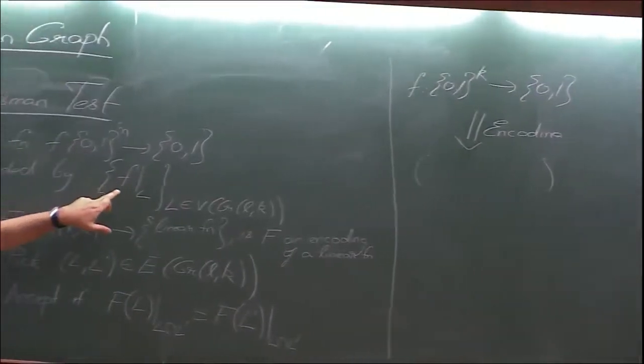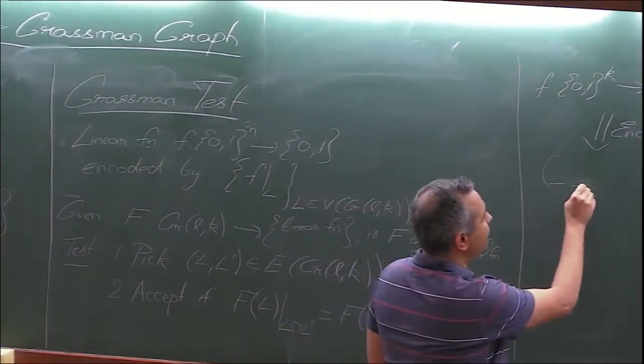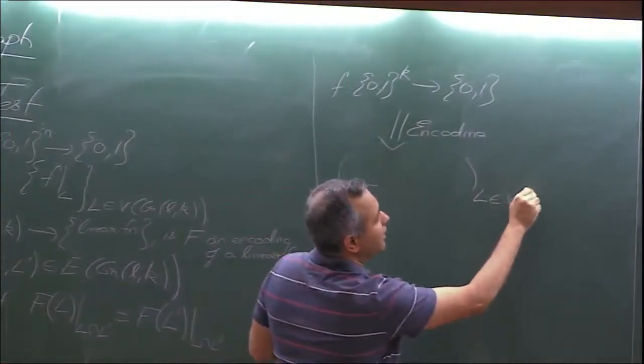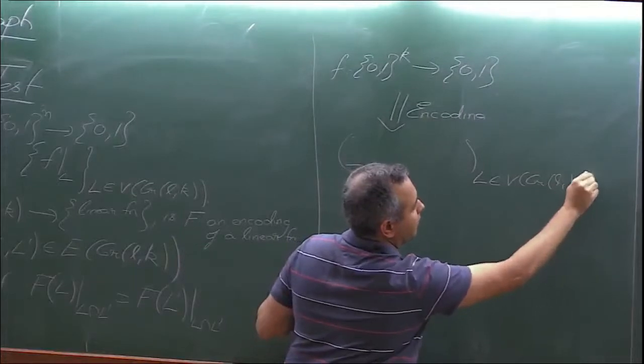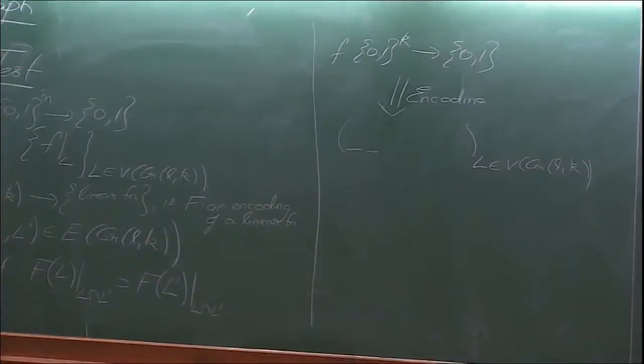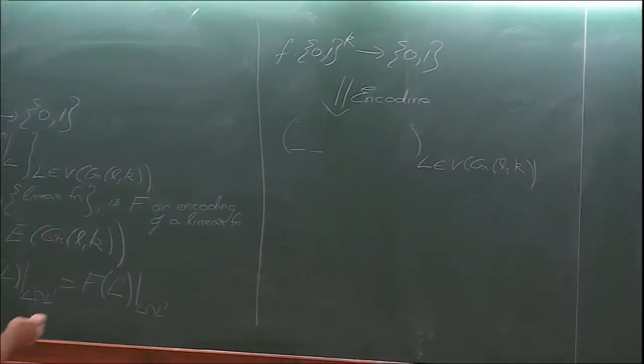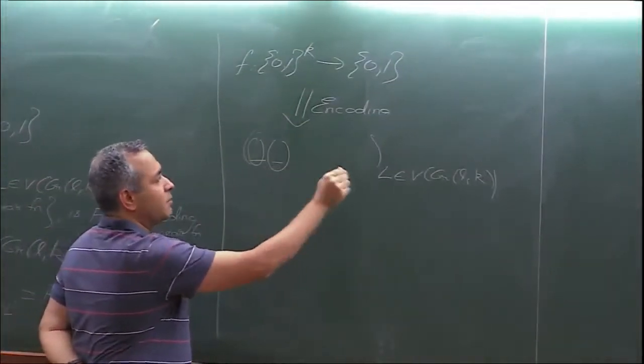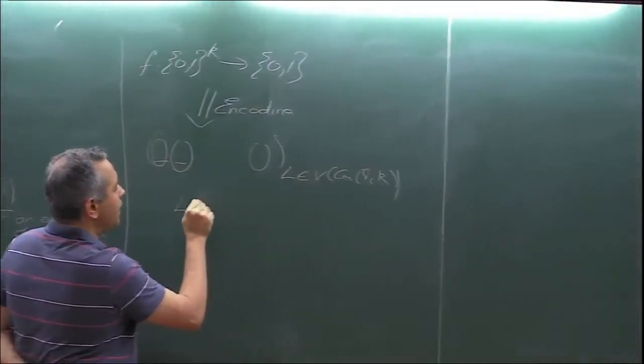If you're given a linear function f, the encoding is going to have one location for every L-dimensional subspace, for every vertex of the Grassman graph. What am I going to give at each symbol? At each L-dimensional subspace, I'm going to give the restriction of f to that subspace. So I encode the linear function by this huge object: the restriction of the linear function to all L-dimensional subspaces of the k-dimensional vector space.